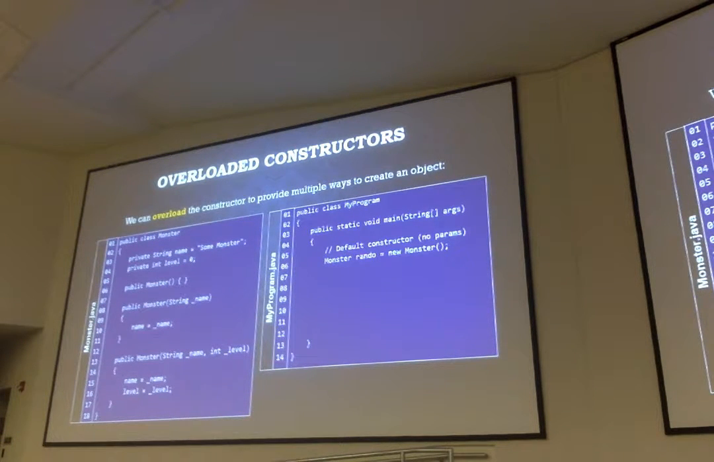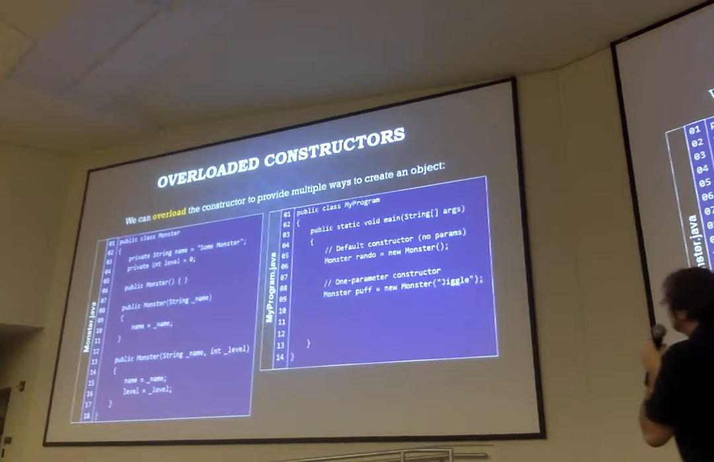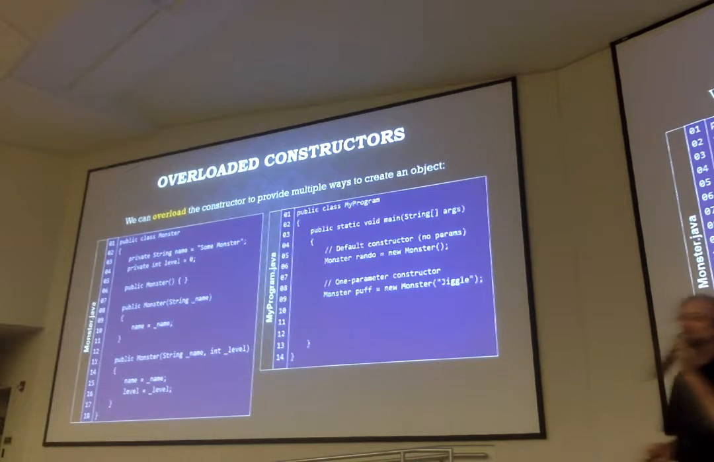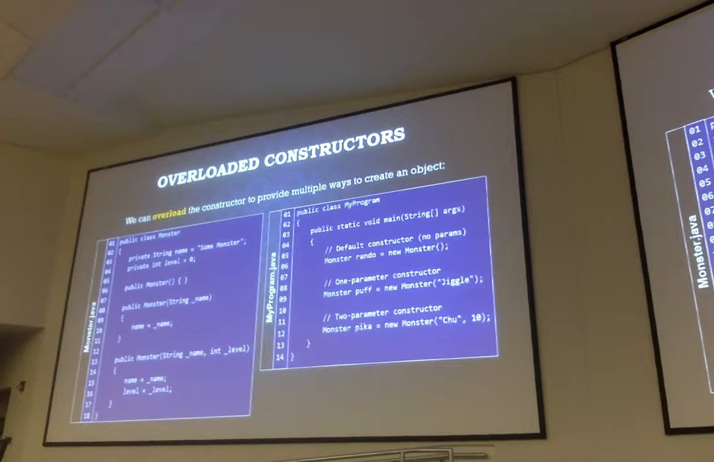So the default constructor, if I have some variable named rando, I could create a new monster for rando, and I can put no information in it, right? So that's going to call the default constructor, so it's going to be submonster0. If I put a single parameter in, like if I create a new monster called jiggle, its default level will still be 0. And finally, if I have a 2-parameter constructor, I can have the monster chew with level 10, and that's going to call this last one down here.